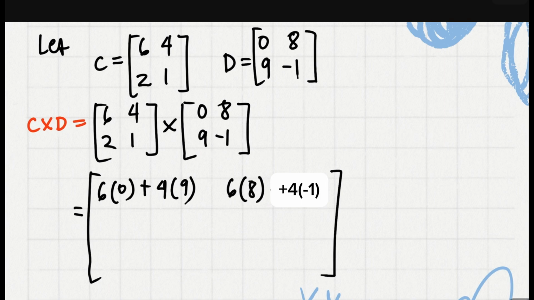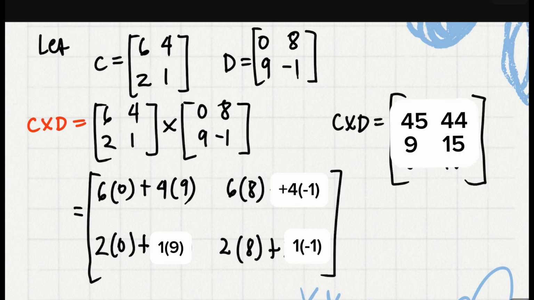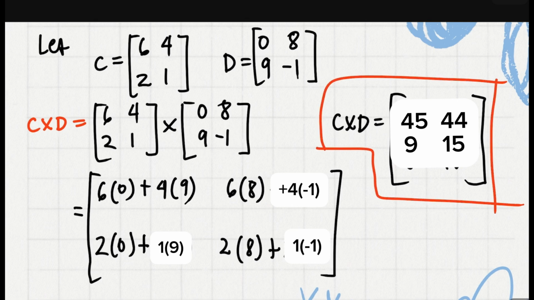to multiply the second row of the first matrix to the first column of the second matrix. That's 2 times 0 plus 1 times 9. Then second row to second column, 2 times 8 plus 1 times negative 1. So our final answer, simplifying this further, C times D. This will be our final answer for this sub-problem involving multiplication of two matrices.